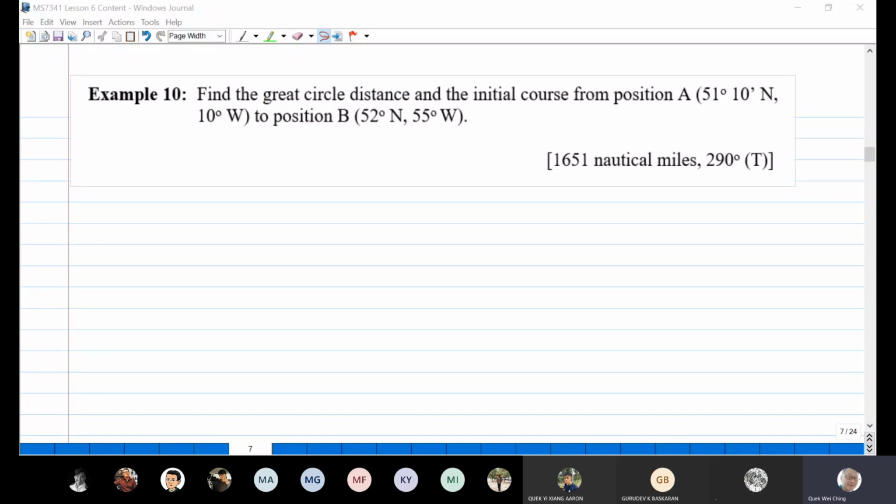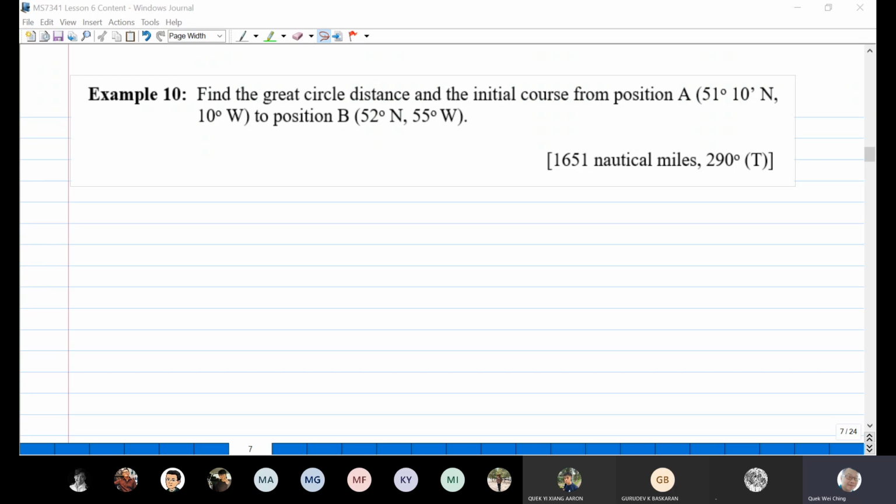Okay, so let's look at the question. This is an important question because every year in the examination, there's one such question, 25 marks in the exam. So a lot of marks there. So what we're going to do is find the great circle distance.